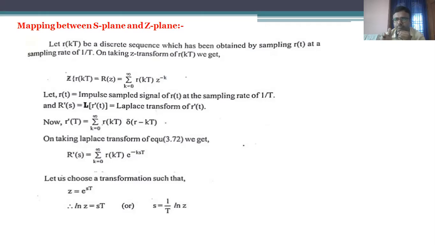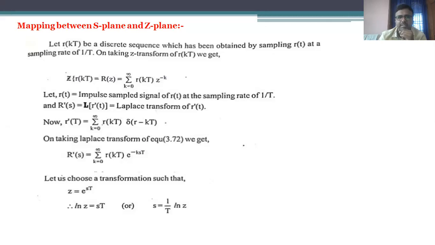Now in this class, we are going to frame the relationship between the S-plane and Z-plane. That means we are going to frame a conditional statement on an equation which shows the relation between S-plane and Z-plane. That means left hand side of the S-plane is considered as the stability, and within the unit circle is considered as the stability in the Z-plane.